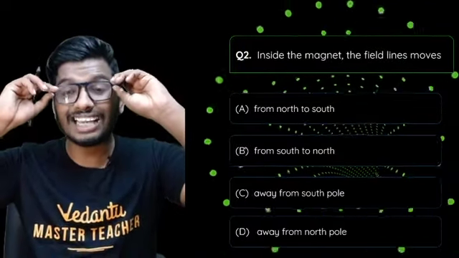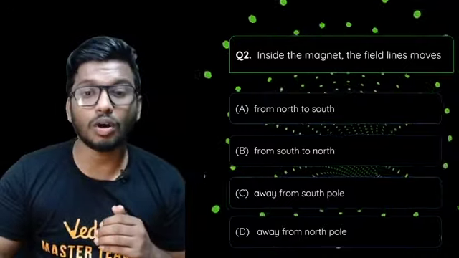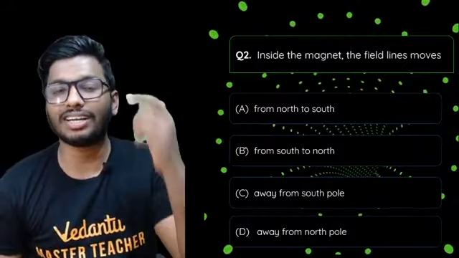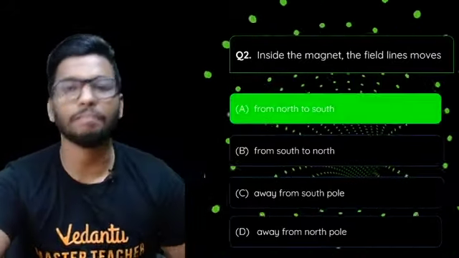Second question, guys. Inside the magnet, the magnetic field lines move from north to south, south to north, away from the south pole, or away from the north pole. Inside the magnet, what is the direction of the magnetic field lines? And the answer, guys, is option number B again.